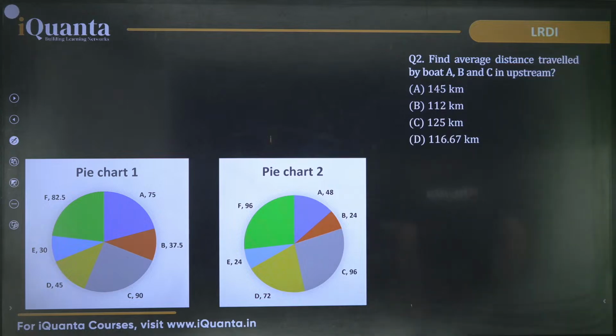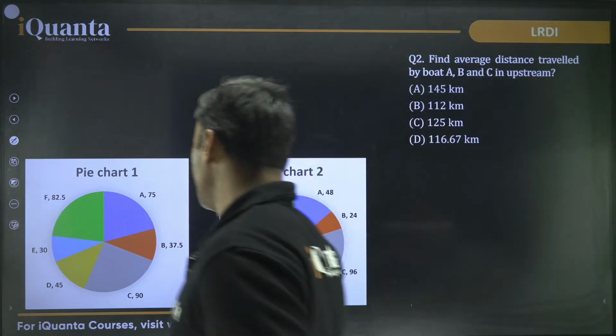All right. Is it used for downstream? Hasi, we multiplied by 3 in both cases, we multiplied both by 3. Okay, look at the second question carefully. Average distance traveled by boat A, B, C in upstream. So once again you will have to do that.